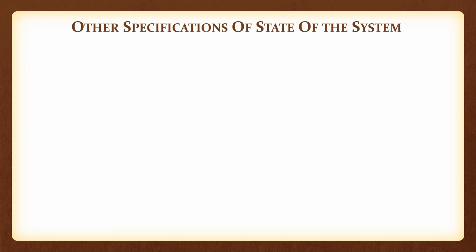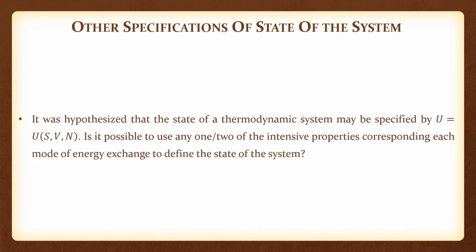So what are the other specifications of the state of the system that are possible? One specification that we gave was all three extensive variables: S, V, N. Entropy, volume, number. Entropy for heat interactions, volume for moving boundary interactions, and number for permeability and exchange of species interactions. That is one specification that we figured out. And in the previous slide, we figured out that another specification, temperature, pressure, chemical potential, is not possible. Now, what other specifications are possible?